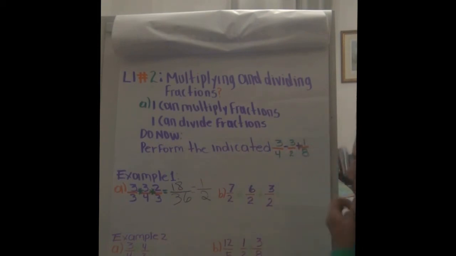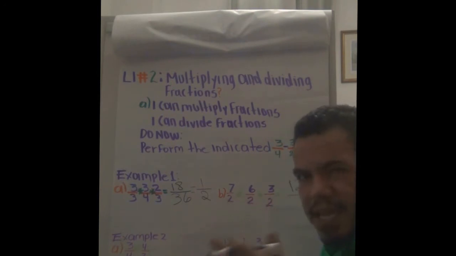Good. Okay. Let's try this one. 7 times 6 is 42. And 42 times 3 is what? 126 over. You see, I put this as a way to try to deceive you.